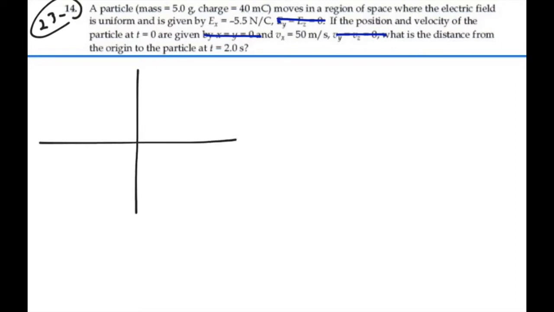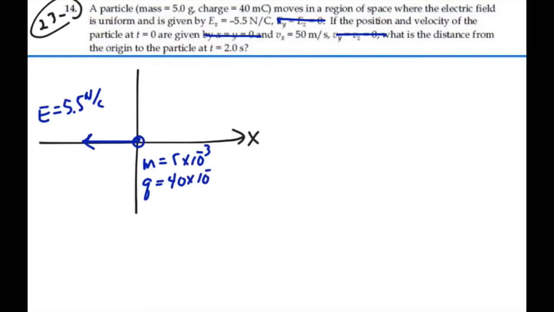So just to simplify this problem, we have an E field going this way. Magnitude is 5.5 newtons per coulomb, like that. Here's our particle. Mass of the particle, 5 grams. And charge is 40 millicoulombs. And then we have an initial velocity in the positive x direction, and that is equal to 50 meters per second.